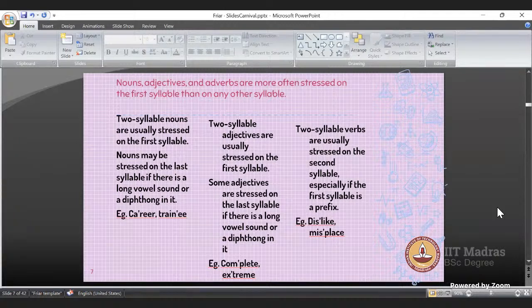Verbs. What happens to verbs? Two-syllable verbs are stressed on the second syllable. And especially if the first syllable is a prefix, it really doesn't matter. It just means that the stress falls on the second syllable, no matter what, in verbs. Understood this part?